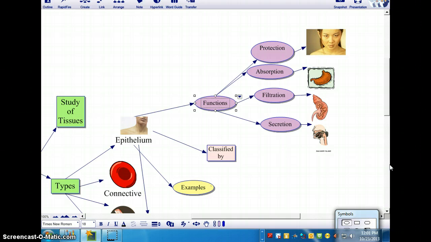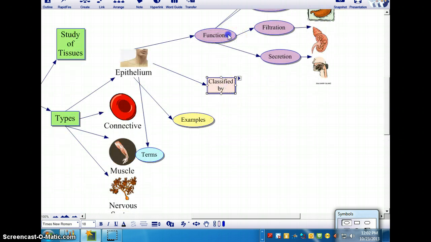Filtration is another function that epithelium has, and a good example is in the kidney, where things like water, salt, urea are filtered and allowed to go out, while other things like red blood cells stay in the blood and inside the body. And then secretion. So your body secretes sweat, oil, digestive enzymes, endocrine substances or hormones, and those are also produced by epithelium.